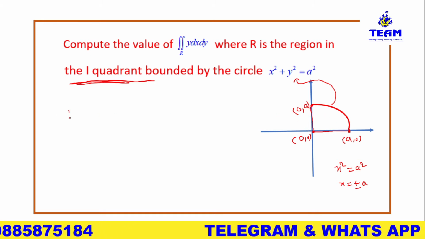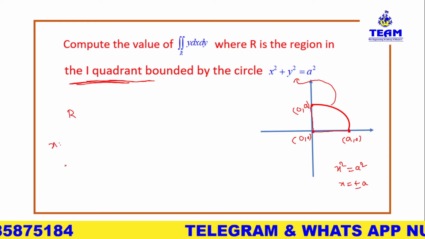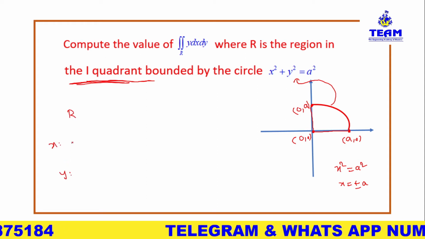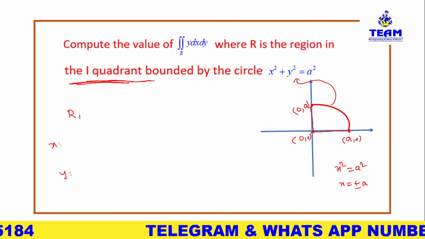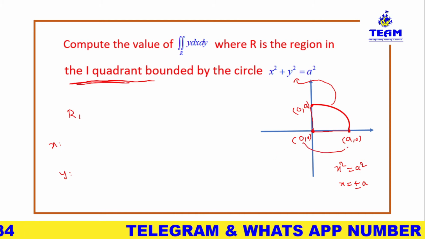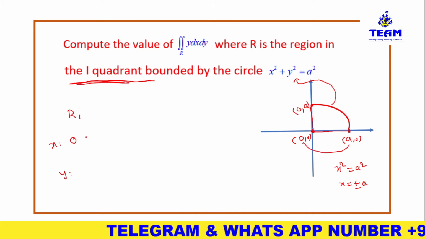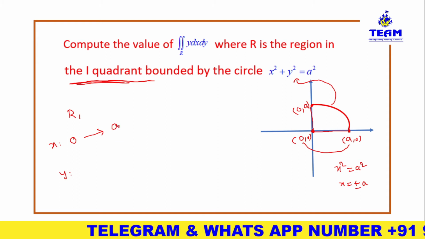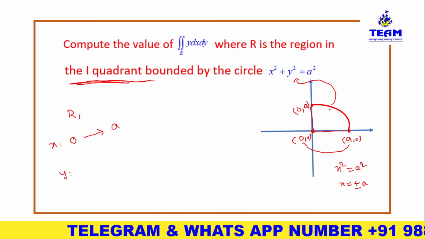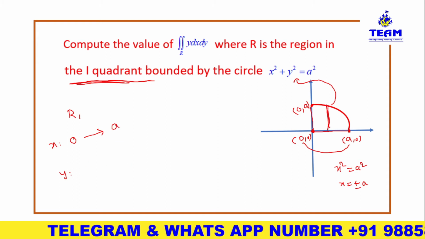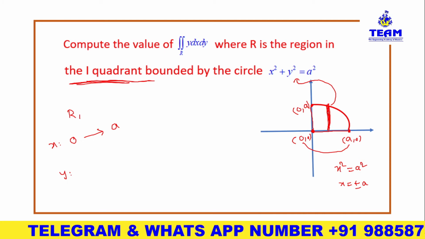In this region, I am taking x limits as independent and y limits as dependent. How can I get the x limits here? Where is it moving? From the origin to a. So x is moving from 0 to a. Next, the y value is required. Draw the strip which is parallel to the y axis. So this is the strip you have, friends.